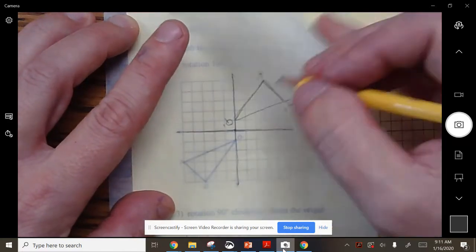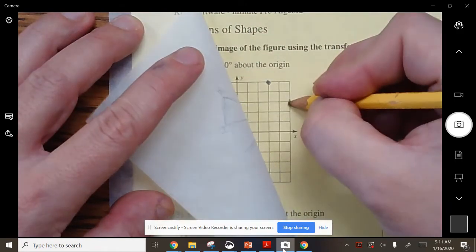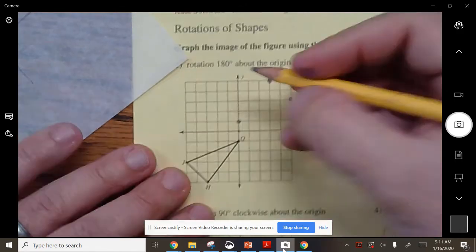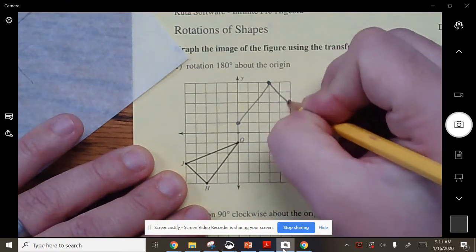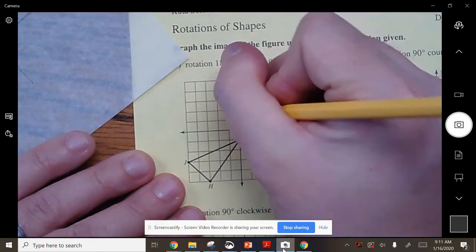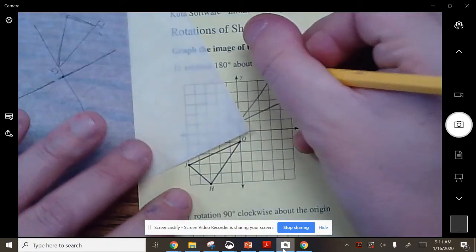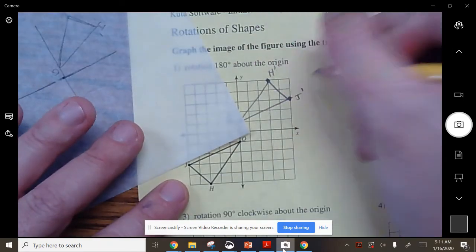Okay, and then it's right here. I think I'm right on that one, and then right here. And then I draw my shape, and I'm done with this problem. And I have a Q prime. Oops, let me make sure this is actually H prime and J prime.